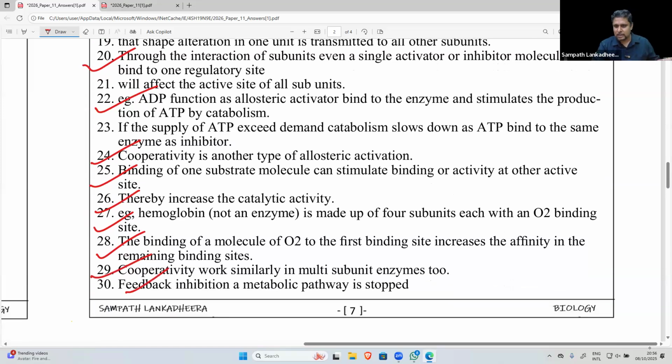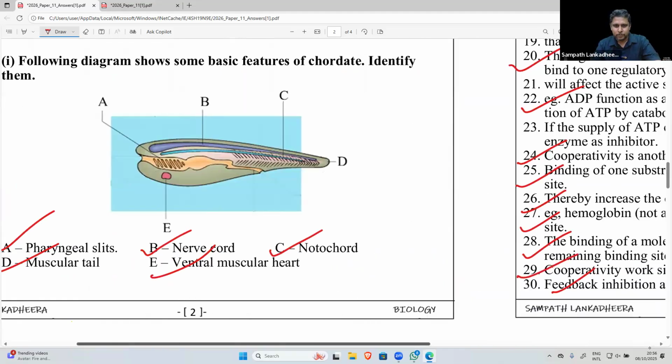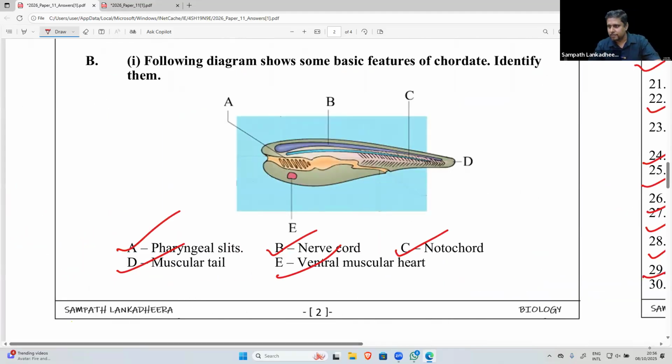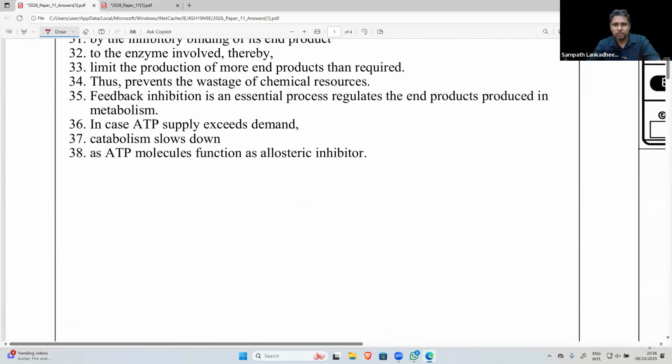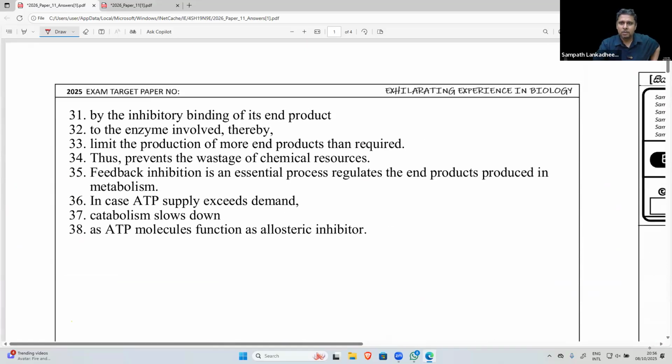Feedback inhibition is the last mechanism. So in feedback inhibition, the inhibitory binding of the end products to one of the enzymes involved in the process is going to reduce the reactivity. Feedback inhibition is an essential process for regulation. If ATP exceeds the demand of the body, ATP itself can act as an allosteric inhibitor, right?